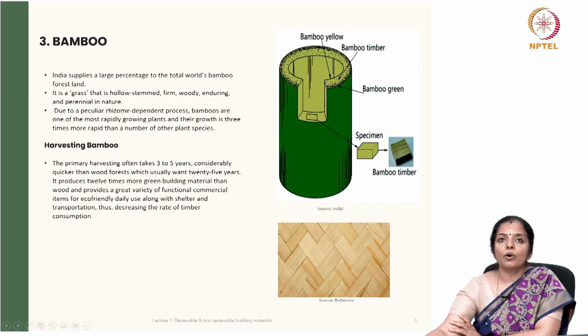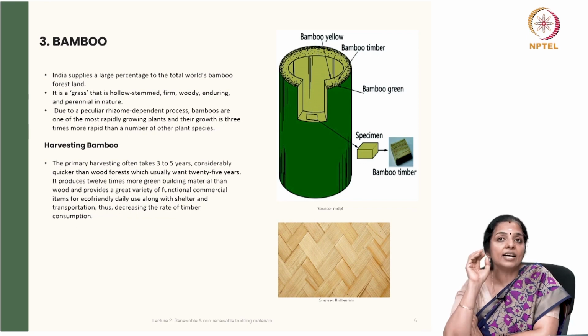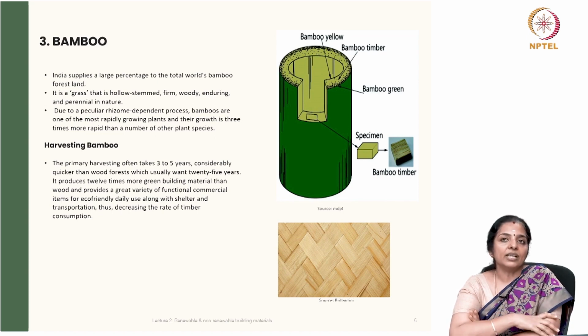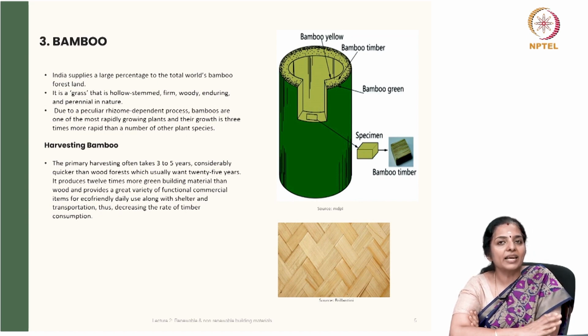A very important building material in India is bamboo. India supplies a large percentage of the total world's bamboo forest land. It's actually a grass that is hollow stemmed, but firm, is woody, is enduring, and is perennial in nature. It just keeps growing. The shoots develop on its own.